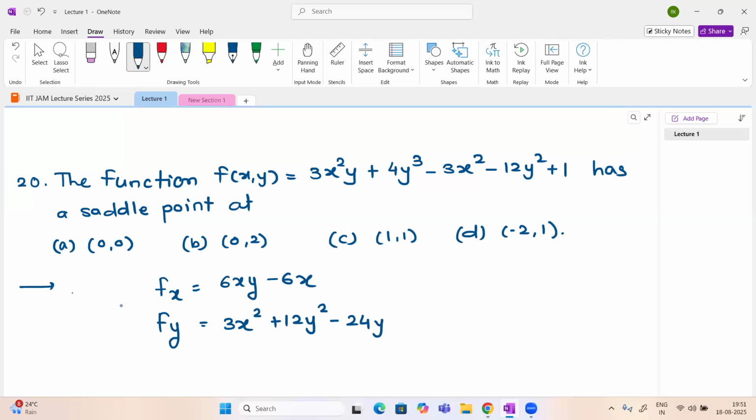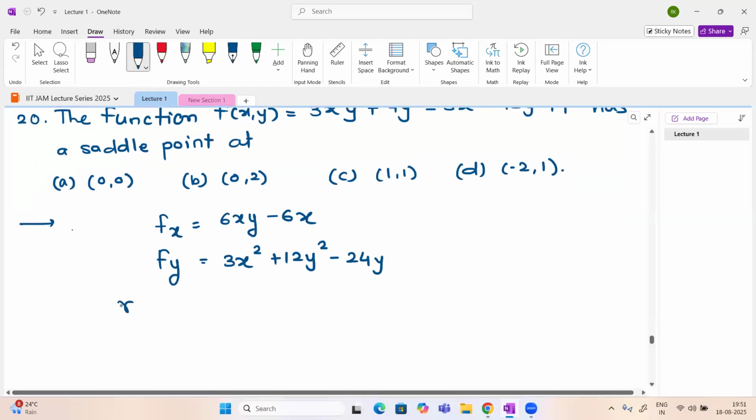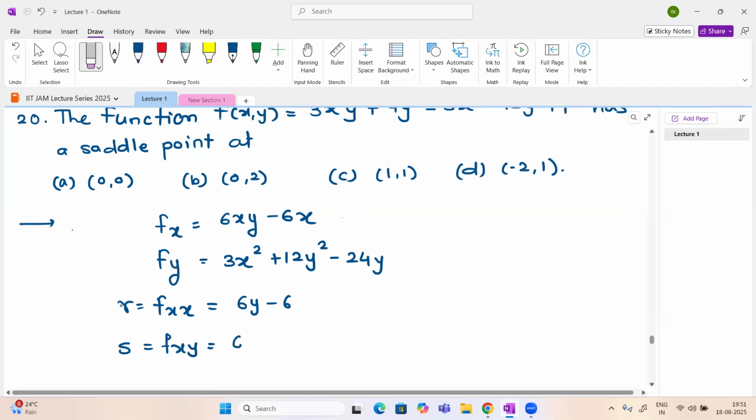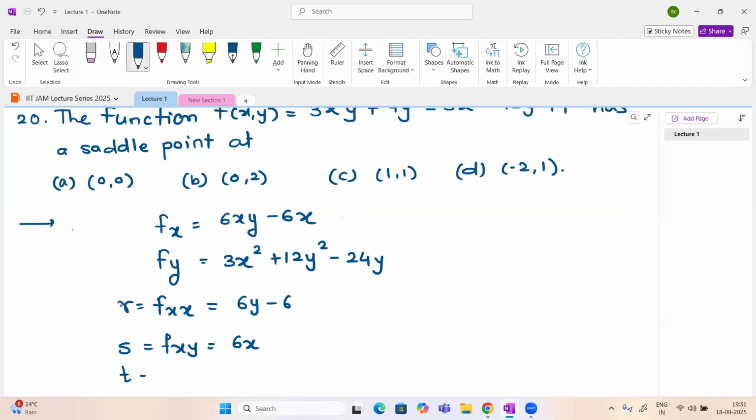Yeah, right. Okay, so let us talk about r, s, t. R means fxx. So tell me its derivative with respect to x. Derivative of fx with respect to x: y minus 6. S is fxy: derivative of fx with respect to y. What will you get here? 6x. T is fyy: derivative of fy with respect to y. Again, we differentiate with respect to y: 24y minus 24. Yeah, right.